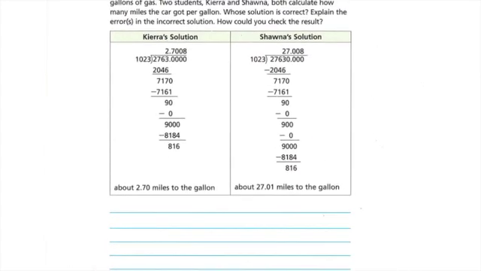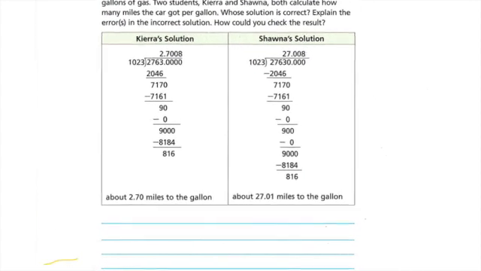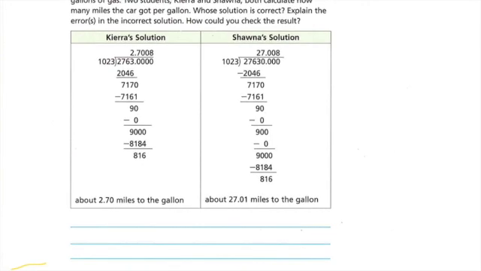All right, join me on the next page. This page says the teacher drove a rental car 276.3 miles and used a total of 10.23 gallons of gas. 2 students, Kira and Shauna, both calculated how many miles the car got per gallon. Whose solution is correct? Explain the errors in the incorrect solution. Before we do that, again, it says miles per gallon. So we'll do miles per gallon. They went 276.3 miles on 10.23 gallons.